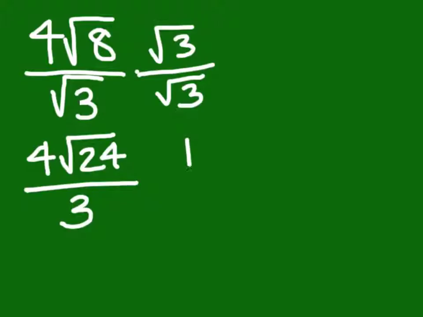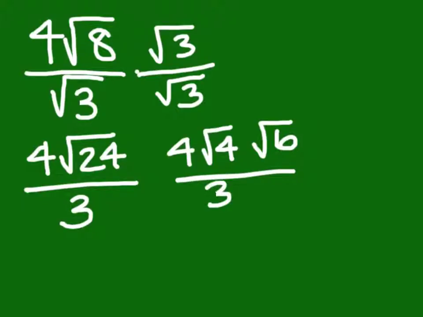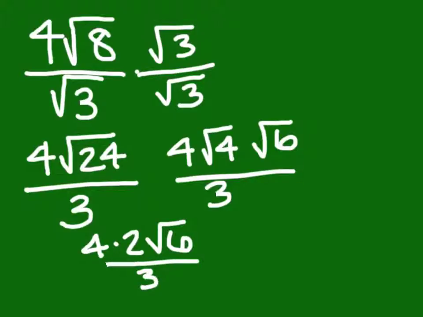So we keep the 4, and the square root of 24 is 4 times 6 all over 3. The square root of 4 is 2. So 4 times 2 radical 6 over 3. 4 times 2 is 8. Keep the radical 6 over 3, and 8 over 3 doesn't reduce, so your final answer is 8 radical 6 over 3.